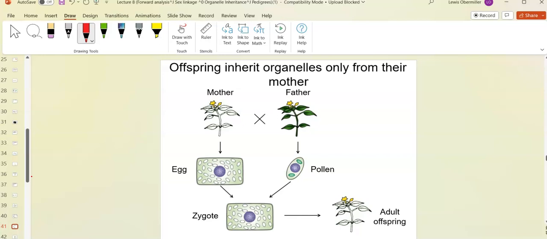If we switch this, the mother again is going to produce the egg with all of the chloroplasts, because the father's pollen is very small and there's not a lot of room for any extra material besides the nuclear DNA. And so the zygote, the fertilized egg, is only going to have mitochondria from the mother. The father doesn't contribute any mitochondria or chloroplasts in this case, because we're talking about plants. And so all the offspring are going to be white, like the mother.